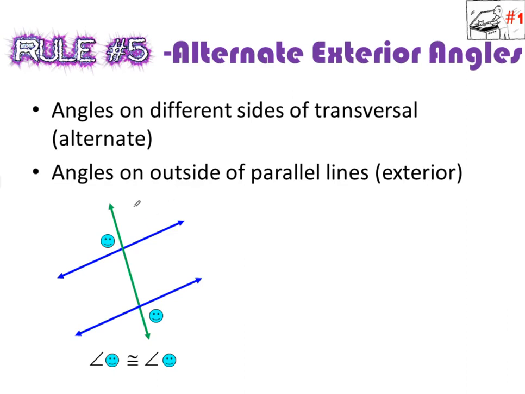And then this one, these are exterior. Exterior is the space on the outside of the parallel lines. And if they are on alternate sides, opposite sides, they are alternate exterior and they are congruent.